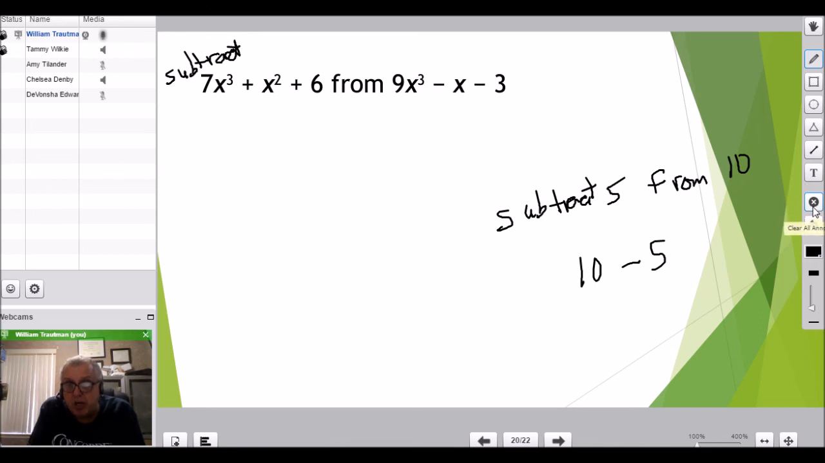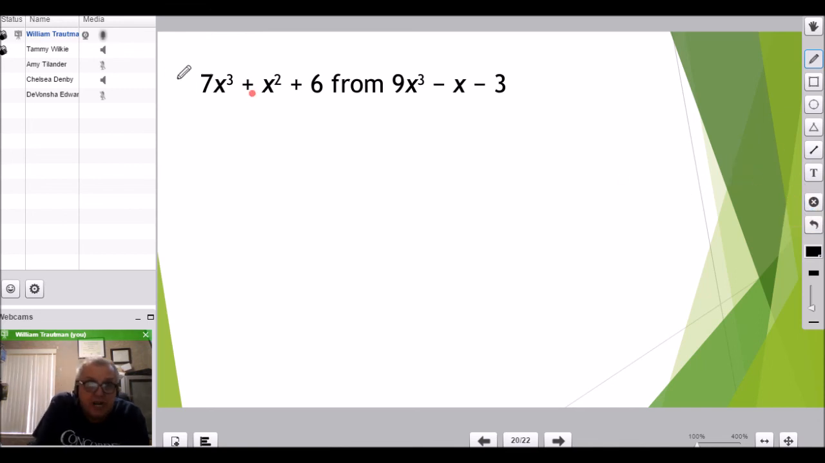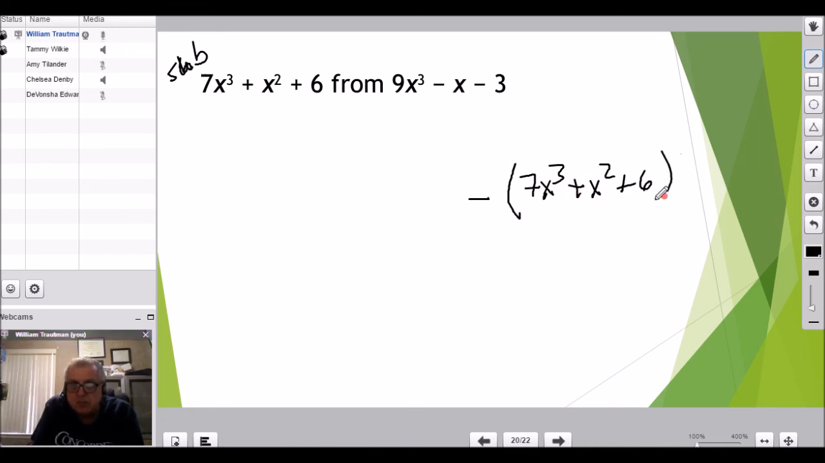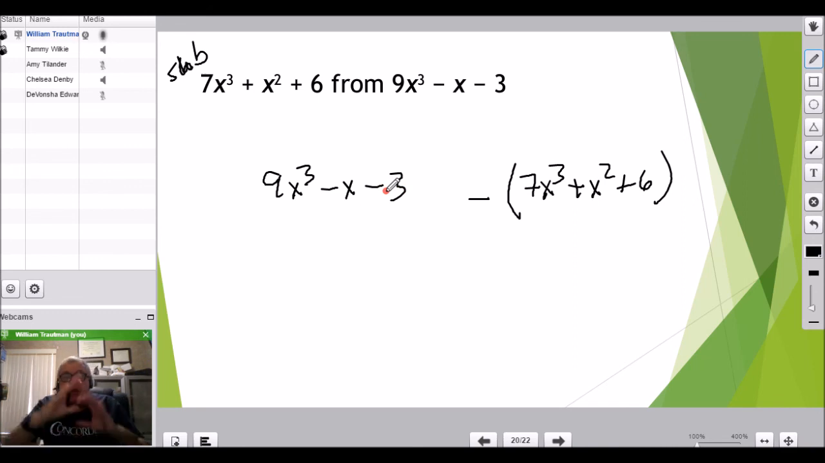So in this problem, if I'm subtracting 7x³ plus x squared plus 6, that has to come after. I'm subtracting, and I'm going to put it in parentheses: 7x³ plus x squared plus 6, from 9x³ minus x minus 3. I'm subtracting all of that from the other one. I'm subtracting all of it.